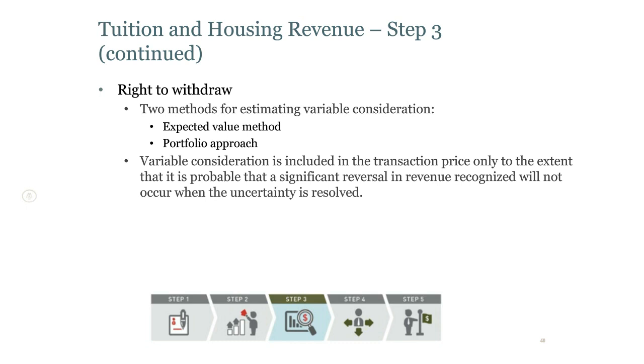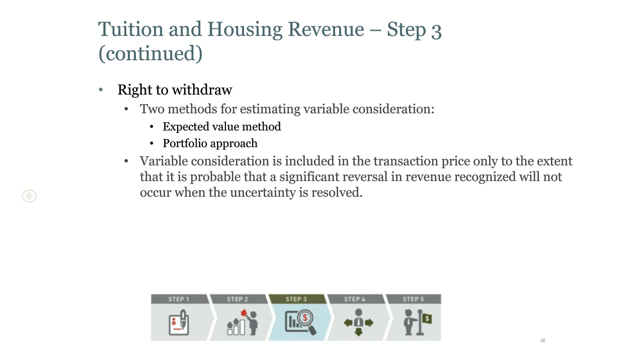And then when you think about consideration payable to the customer, this would include cash amounts that an entity pays or expects to pay to the customer, and it includes credits that can be applied. So if you have a scholarship program, you need to reduce that transaction price by the amount of the scholarship that the institution is providing. So that will reduce your revenue amount.